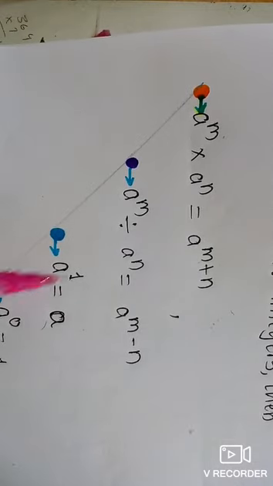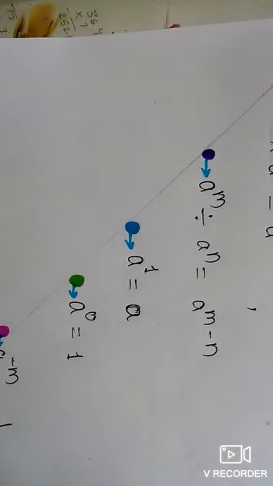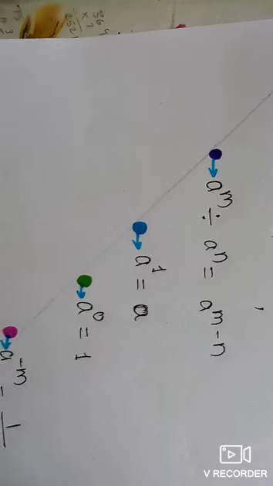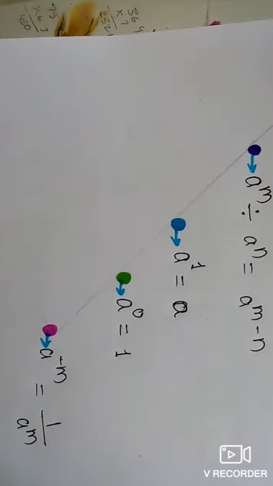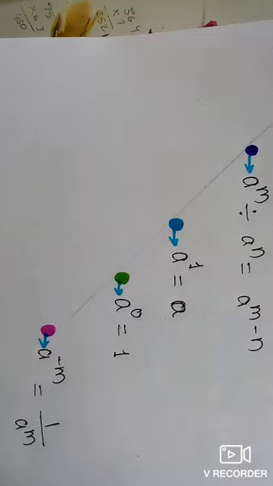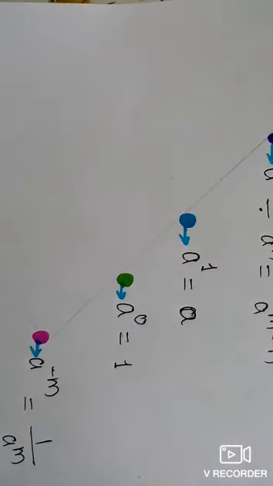A raised to 1 is A. Okay. And A raised to 0 is always 1. A raised to 0 is always 1. Now here A raised to negative m. Index is in negative form, so we have to take the reciprocal of that, as I told you: 1 upon A raised to m.